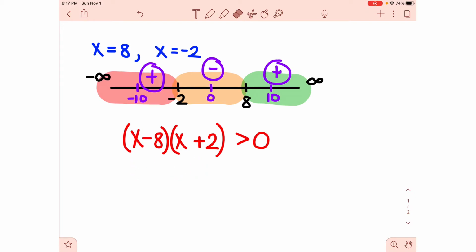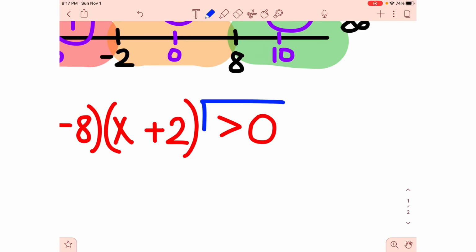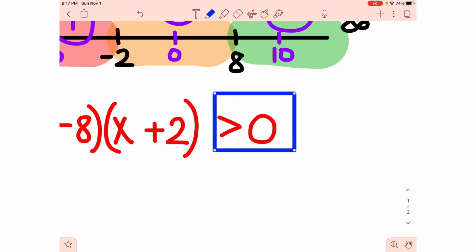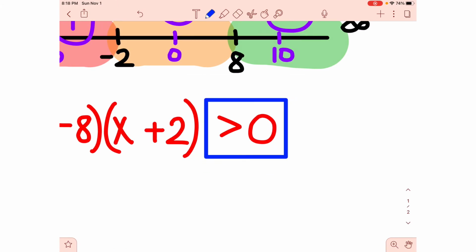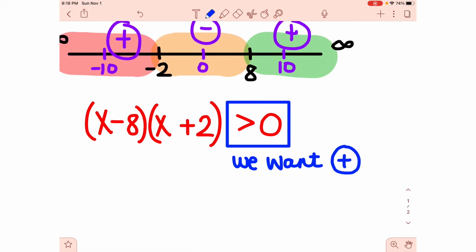So I have intervals that go positive, negative, positive, and what I want is the positive intervals. The reason I want the positive intervals is because I want the intervals that are greater than 0, which are the positive intervals. So what we wanted was where this function is positive, okay?